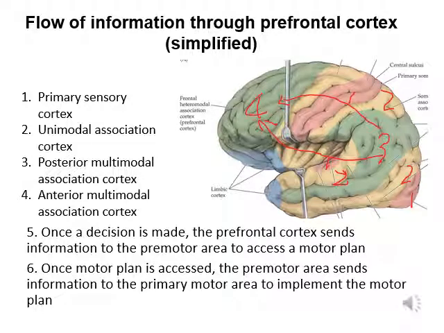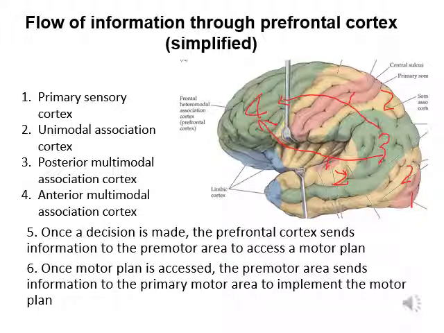So here is the flow of information through the whole cerebral cortex. First, information from our body goes to the primary sensory cortex, and then to the unimodal association cortex we just talked about. Then it is combined in the posterior multimodal association cortex, and sent to the anterior side, the anterior multimodal association cortex. This area uses the information to make a decision.